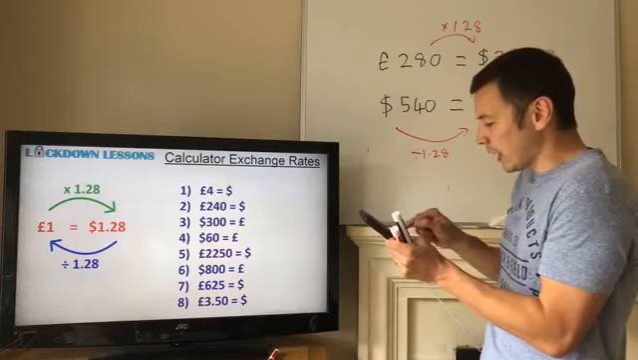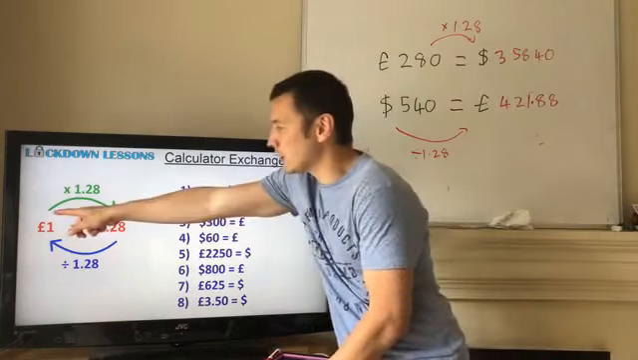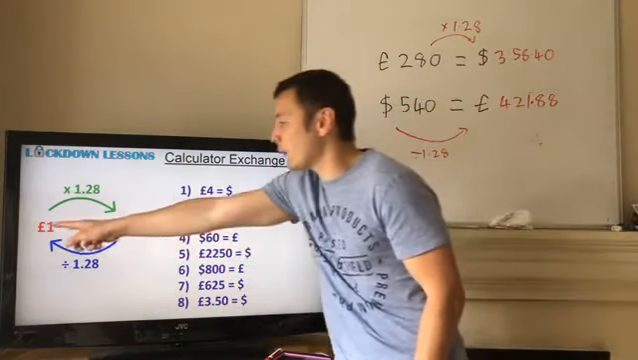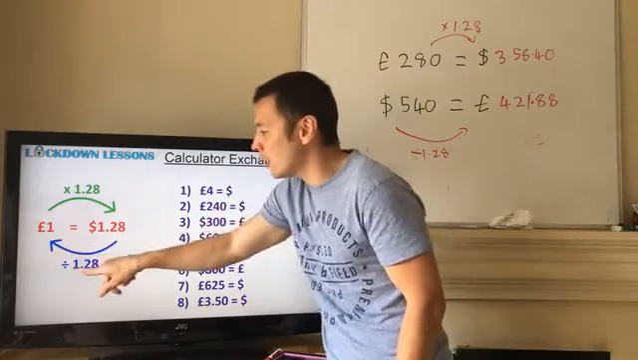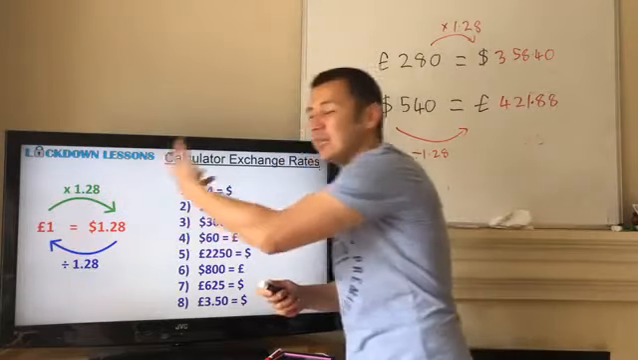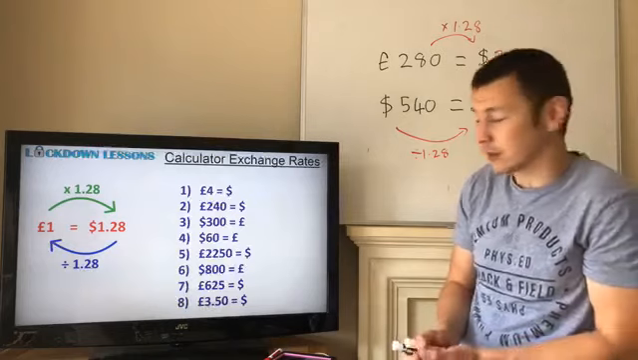But use a diagram. Use a diagram to tell you whether to multiply or to divide. If you write those arrows on, just follow it. We are going from pounds to dollars, so we multiply. We are going from dollars to pounds, so we divide. It's all there for you. If you don't put this in, it's very easy to do the wrong thing and divide when you should have timesed, which is going to get you the complete wrong answer.